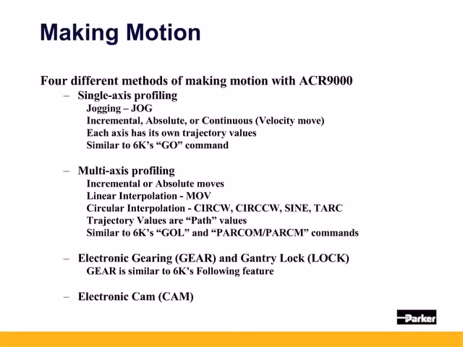Third, the ACR can also do gearing, where one axis can follow another axis. Somewhat related is the Gantry lock, where instead of following the other axis, it's receiving the same commanded position, preventing lag and orthogonality errors. Last, the ACR allows camming very easily with arrays. Arrays can be linked together and vary in the number of points.